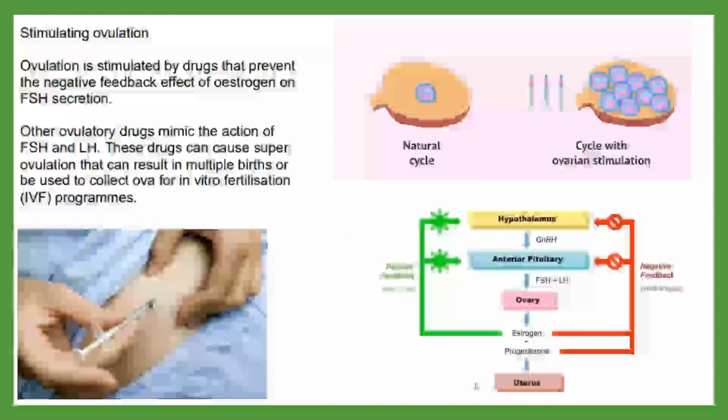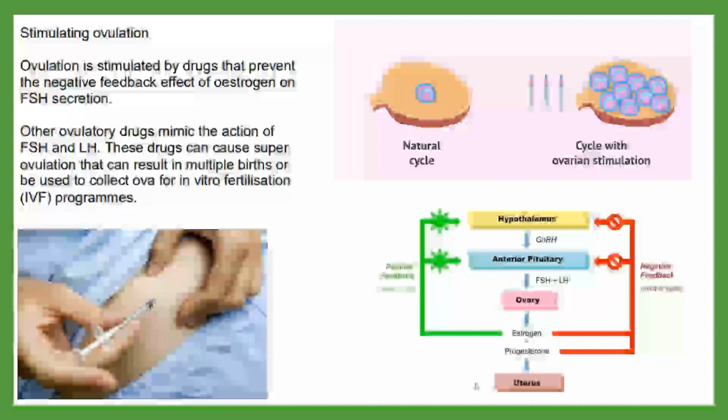In the female reproductive system, it may be required to actually stimulate ovulation, which can be done in a couple of different ways. Either the drugs that are administered prevent a negative feedback of estrogen on FSH secretion, so FSH is continually produced, thus stimulating follicle or ovum development within the ovary.